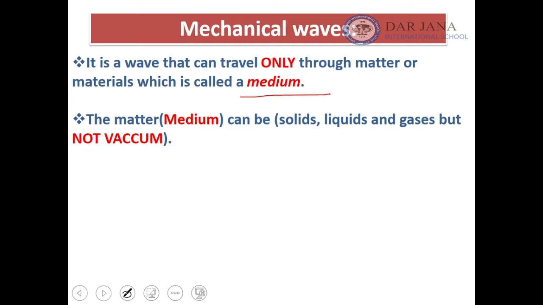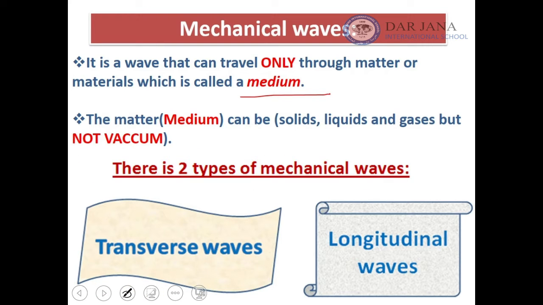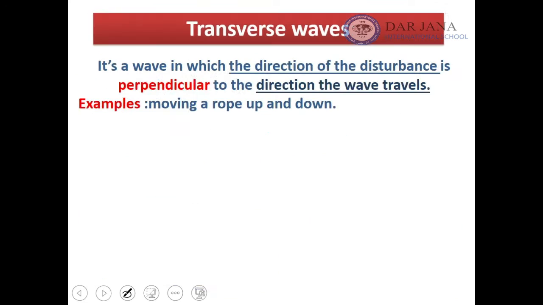So again, mechanical waves can travel only through matter or a material that we call a medium, which is solid, liquid or gas. Mechanical waves, like a wave on a rope, a wave on a string, or a sound wave, all these waves are mechanical waves that can travel only through matter, solid, liquid and gas. Now we have two types of mechanical waves. The first one is the transverse wave, and later on in this lesson you will take the longitudinal wave. We will start with the transverse waves.